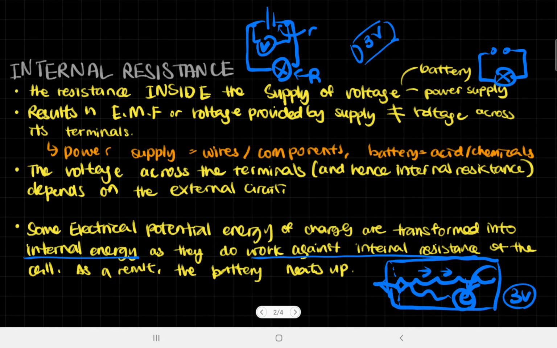So when you connect a battery, maybe to a toy or a lamp, you might realize that the battery becomes hotter as you turn it on, and that's exactly the reason why. It's because these electrons are using a bit of their energy within the cell in order to overcome the resisting forces, or the internal resistance, of the cell, and therefore it will heat up.